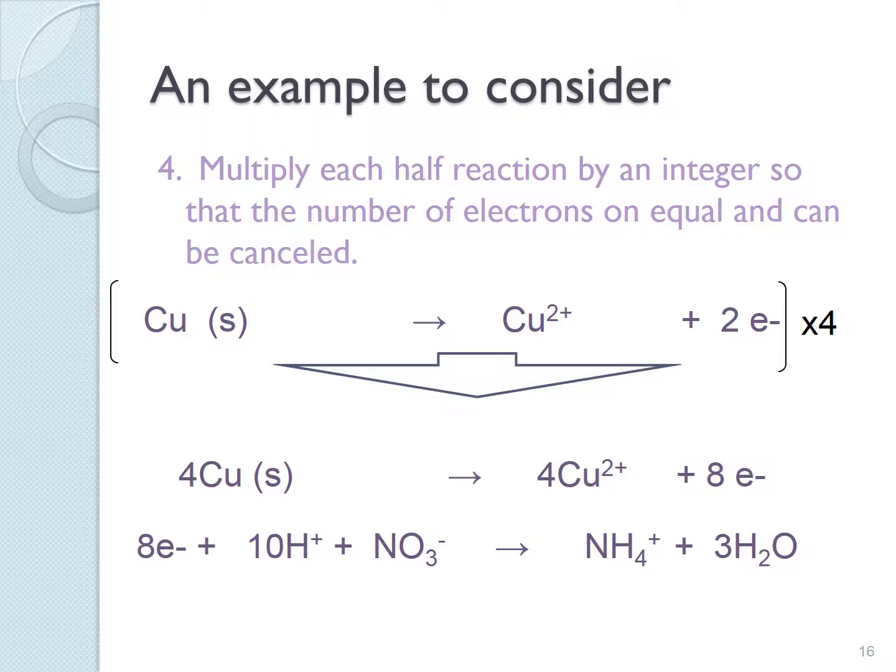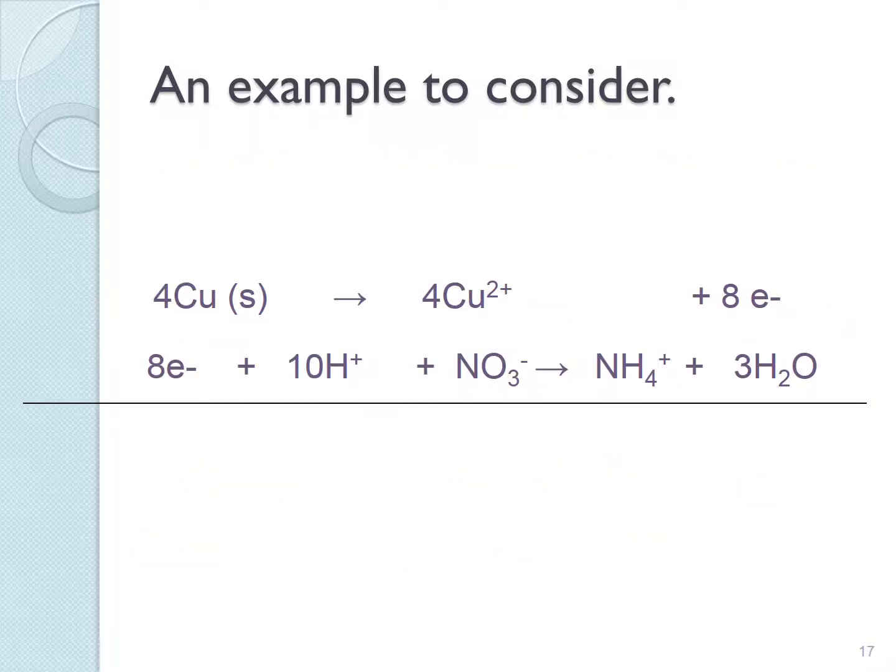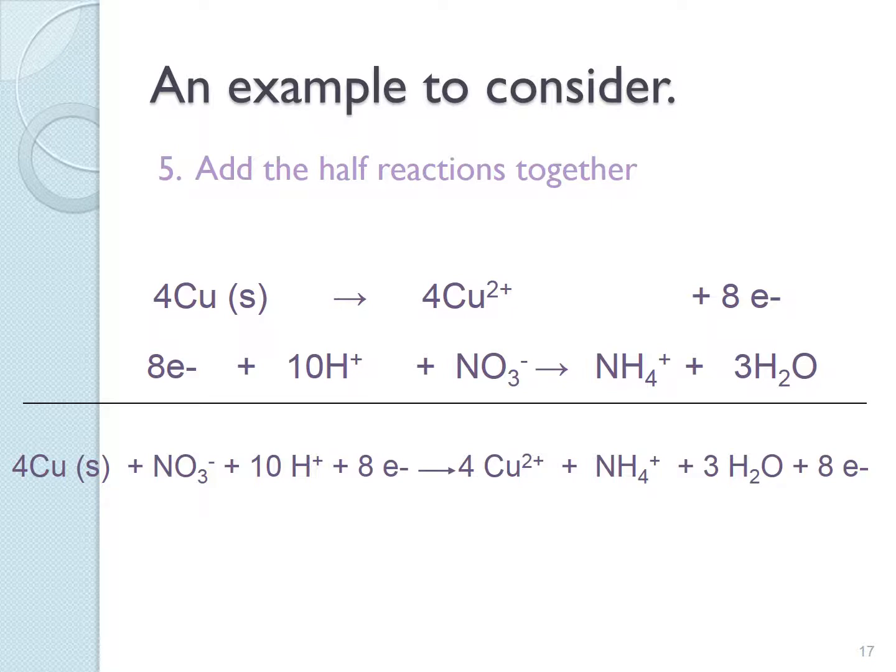So now we have 8 electrons on both sides that can be canceled. We don't want electrons showing up in the overall equation. So now we can add the half reactions together. Write everything, and it doesn't matter what order you write them in. Everything that's on the left-hand side of the arrow, we write on the left-hand side. So we have 4 copper plus NO3 negative plus 10H plus plus 8 electrons. Everything on the right-hand side of the arrow goes on the right-hand side. So we have 4 Cu2 plus, NH4 plus, 3H2O, plus 8 electrons.